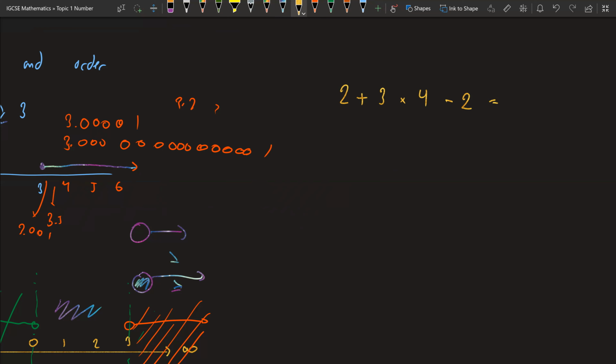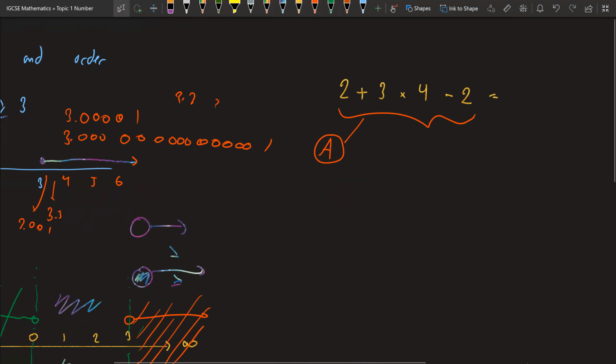If you ask, let's say, person A, person A computed this in a way that, hey, he goes from left to right. So what he did first is 2 plus 3, step 1, you get 5, and he multiplied by 4, and then you get 20, right?